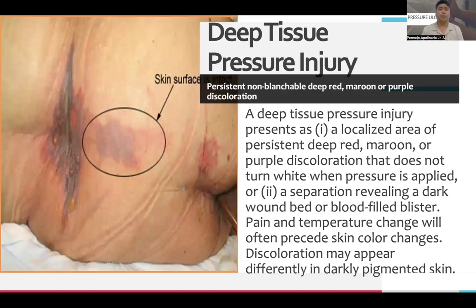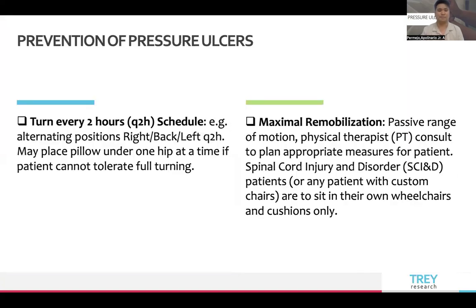We have the deep tissue pressure injury. A deep tissue pressure injury presents as a localized area of persistent deep red, maroon, or even purple discoloration that does not turn white when pressure is applied, or a separation revealing a dark wound bed or blood-filled blister. Pain and temperature changes will often precede skin color changes. Discoloration may also appear different in darkly pigmented skin.